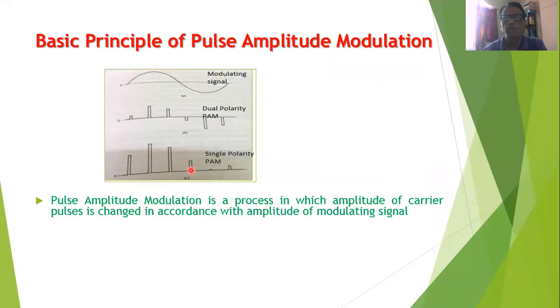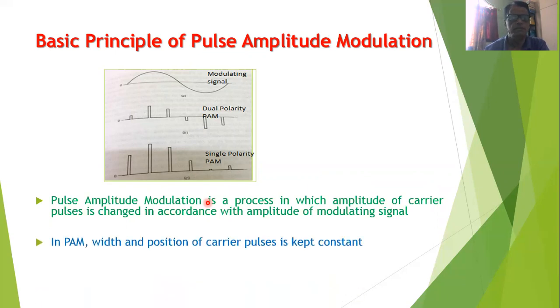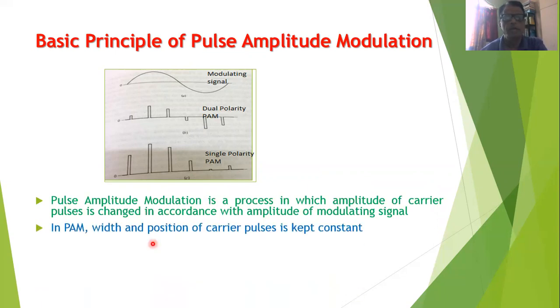Pulse amplitude modulation is a process in which the amplitude of the carrier pulses is changed in accordance with the amplitude of the modulating signal. Observe that in PAM, the width and the position of the carrier pulses are kept constant. So there is only a change in the amplitude, while the width will remain the same and the position of the pulses will also remain the same.